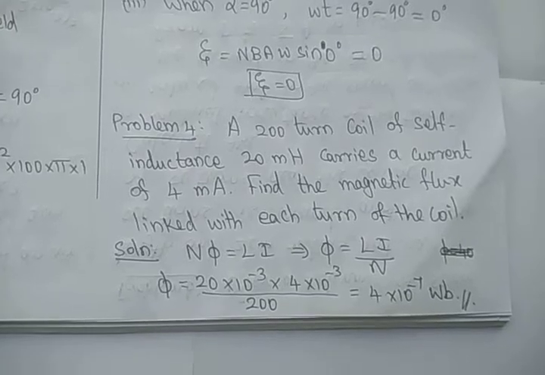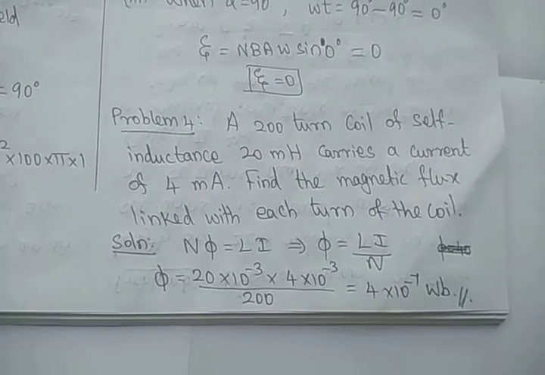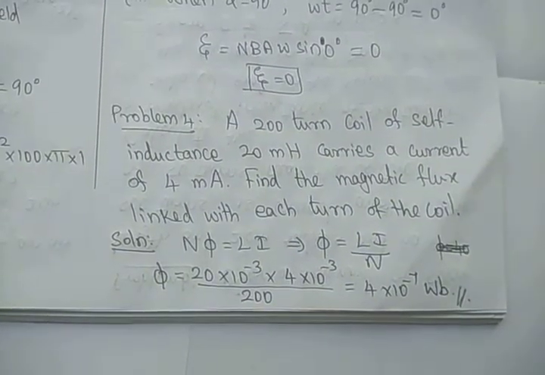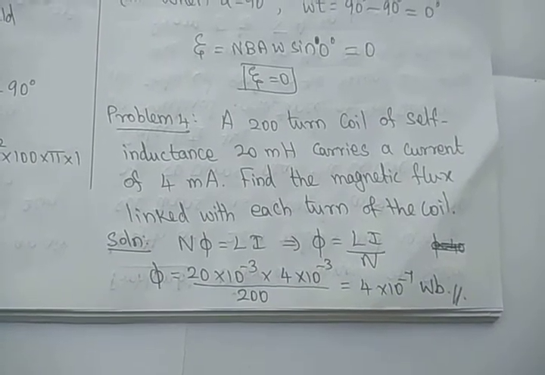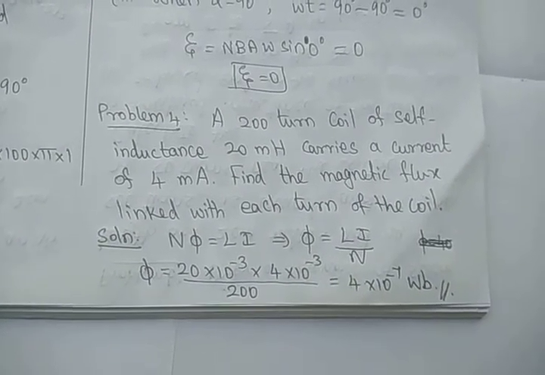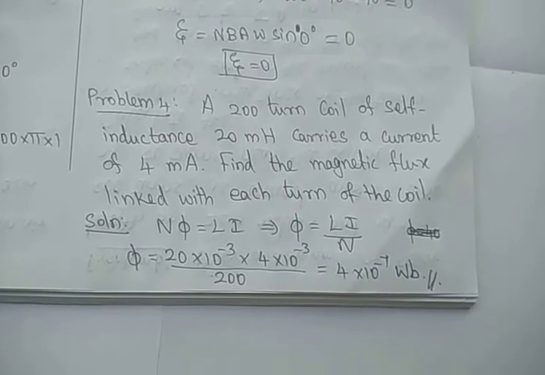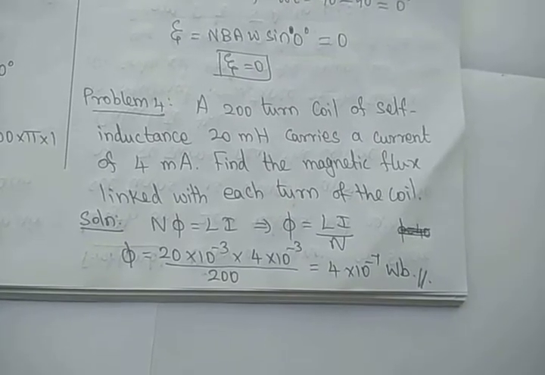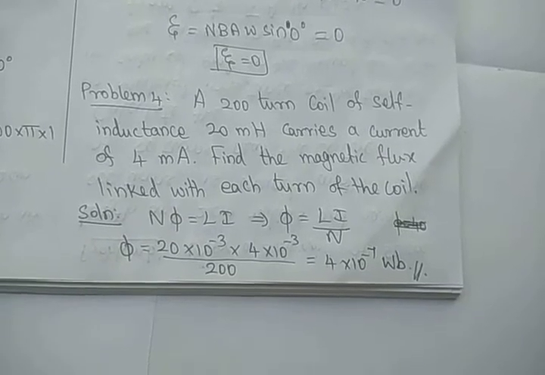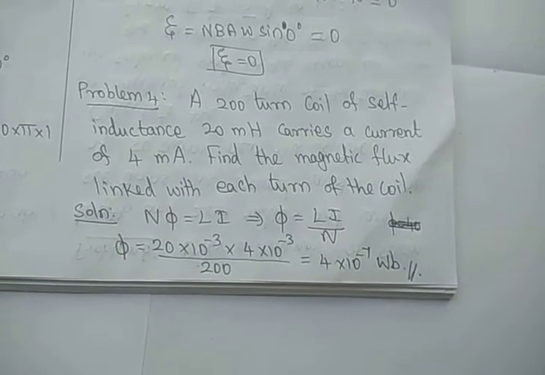A 200 turn coil of self-inductance 20 millihenry carries a current of 4 milliampere. Find the magnetic flux linked with each turn of the coil. This is a direct question. So the number of turns is N. The flux per turn is the magnetic flux φ. So Nφ is equal to L into I.